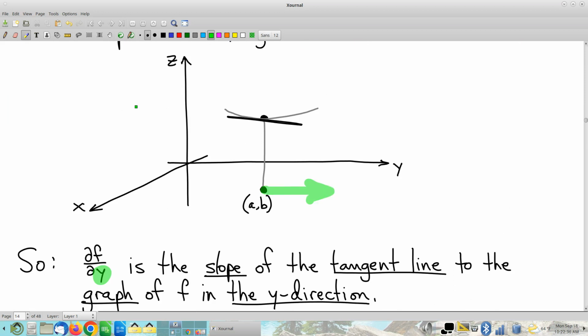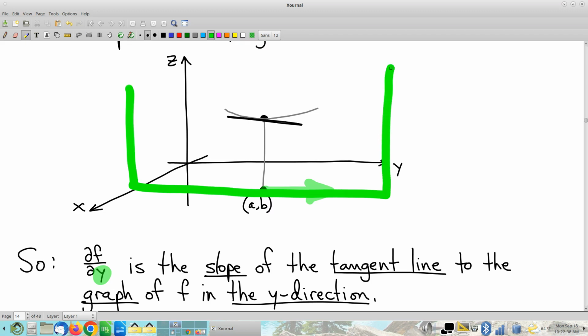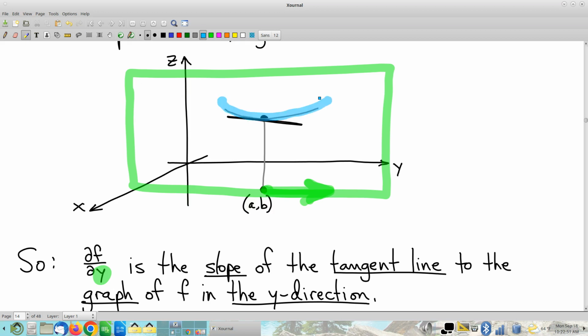We're going to take a vertical cross-section in that y direction. Notice that means that x is staying constant. That cross-section will be a curve, which is effectively the graph of the single variable function that we're assuming we're dealing with. And so the derivative is just the slope of the tangent line. So that was our nice conclusion.